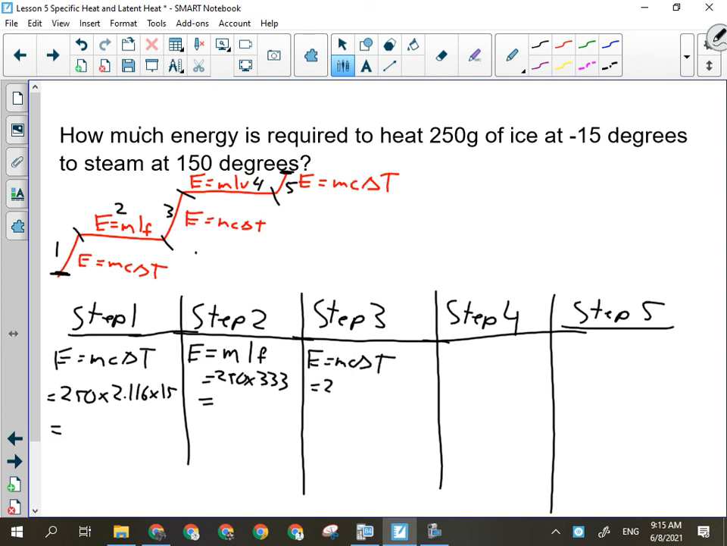Right? So 250, but now it's water. So the C is now different, because liquid water has a different heat capacity than ice does. The heat capacity of water is 4.2. And how much am I changing the temperature by? I'm starting here with liquid water at 0, and I'm going to liquid water at 100. I'm changing the temperature of the water by 100 degrees Celsius.